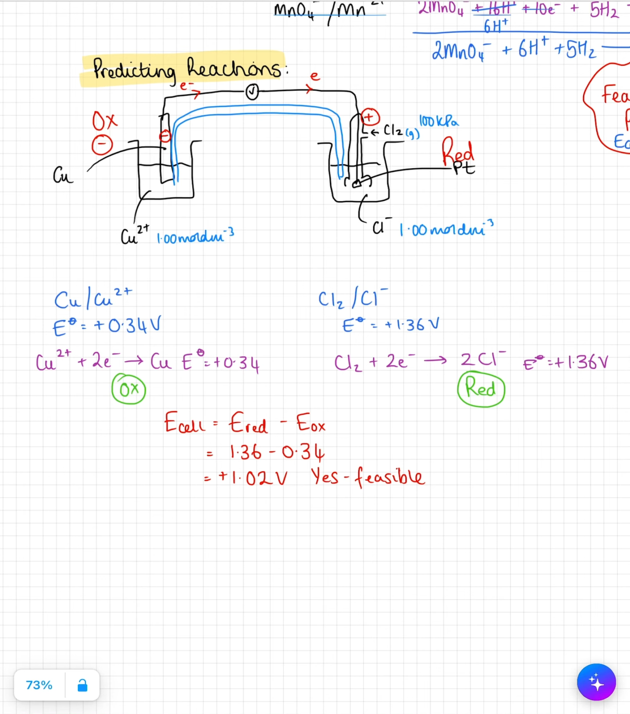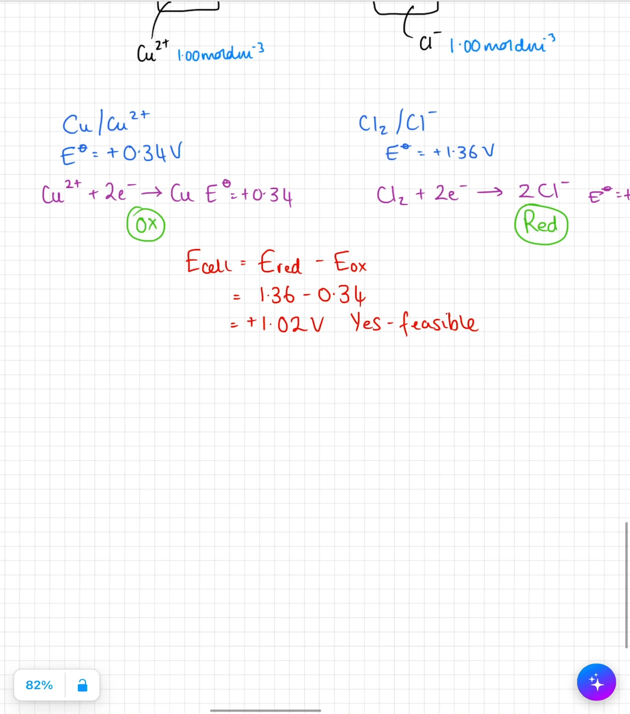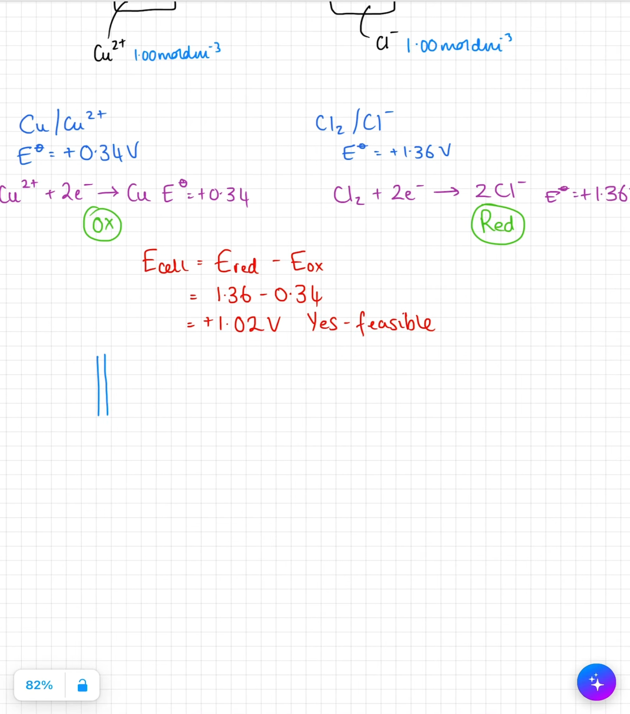So we're going to do two more things here. We are going to represent this as a conventional cell to show you how we would put that together. So start with your salt bridge. To the right hand side is reduction. Closest to the salt bridge goes the higher oxidation number. So that is Cl2. There's a phase boundary because Cl2 is a gas and Cl- are aqueous ions. Again, another phase boundary because the platinum electrode is a solid.